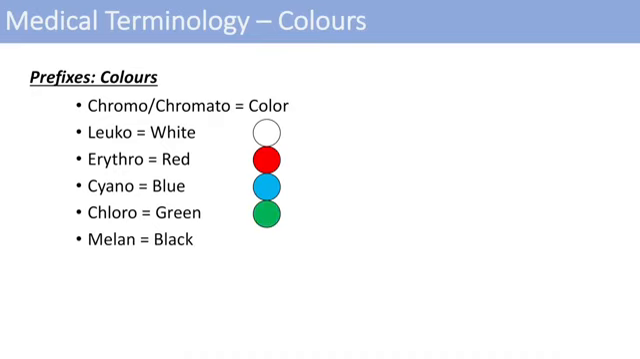Melan or melano is black, so melanoma. And the last one is one that you very rarely ever hear, which is flav. It means yellow. So you guys may have heard of these before. Leuco for white, leukocyte. Red blood cells or erythrocytes.